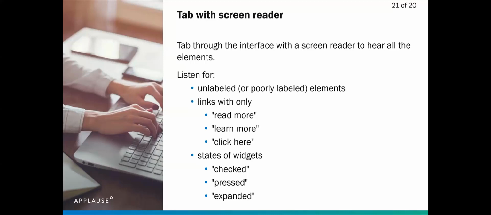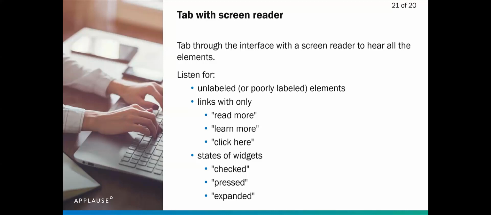We're almost done here with the slide part. So as you're tabbing through the interface, and when you have a screen reader running, you want to listen to the elements. Now, this is a little bit beyond just using the tab key, but you're using your ears in combination with the tab key. So you want to listen for unlabeled elements or poorly labeled elements. And we'll see an example of that on our first demo coming up.